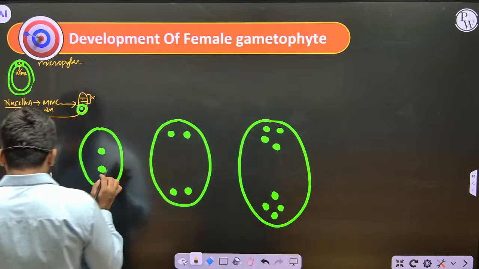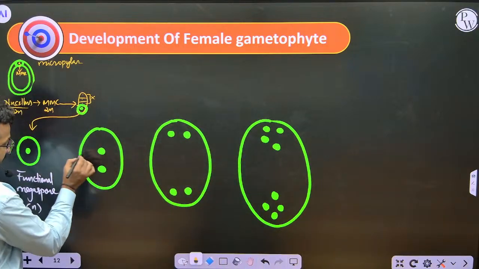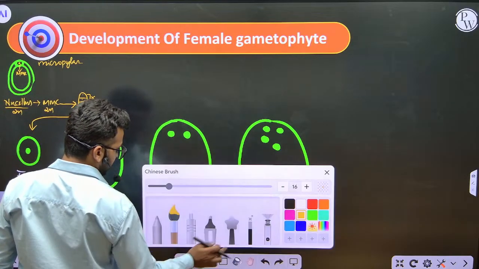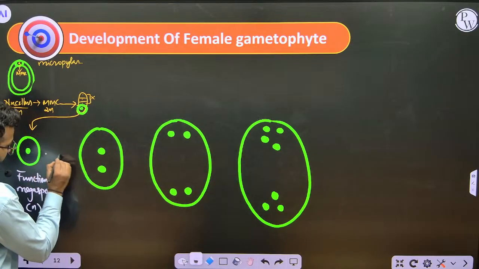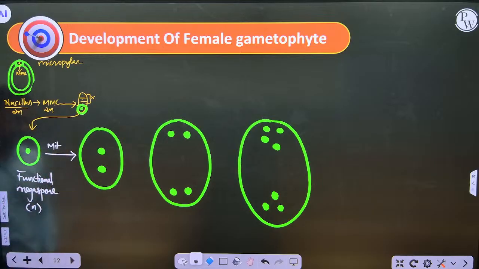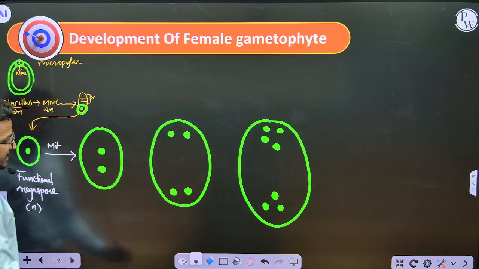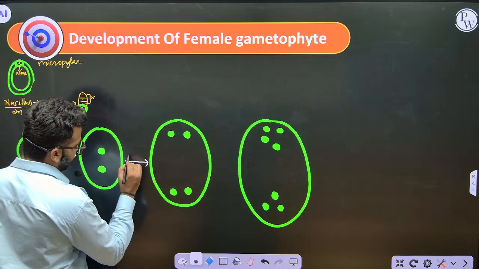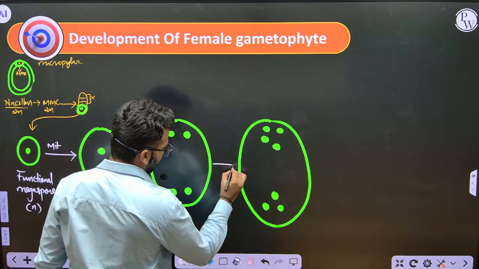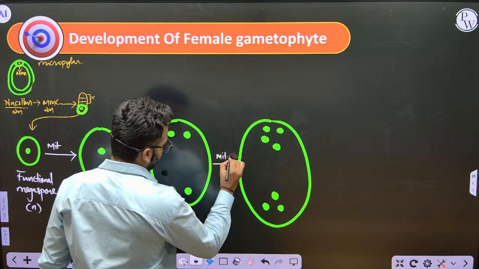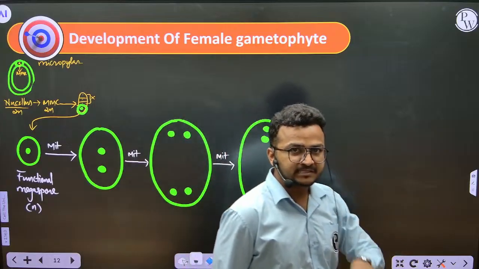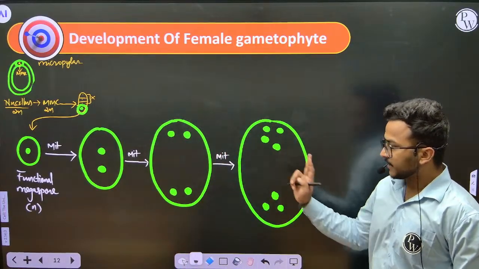So in the functional megaspore, what has taken place is mitosis, sorry, mitotic division. In the first case, one mitotic division results in two nuclei. In the second case, another mitotic division results in four nuclei. Then another mitotic division. So totally how many mitotic divisions? 1, 2, 3. 3 mitotic divisions have taken place. Now 8 nuclei are there.